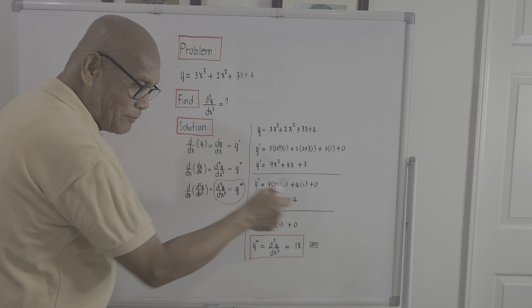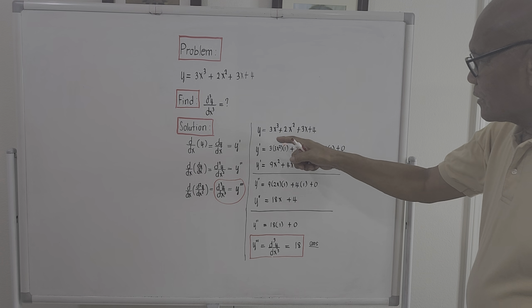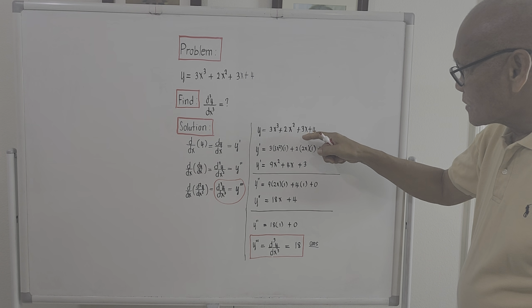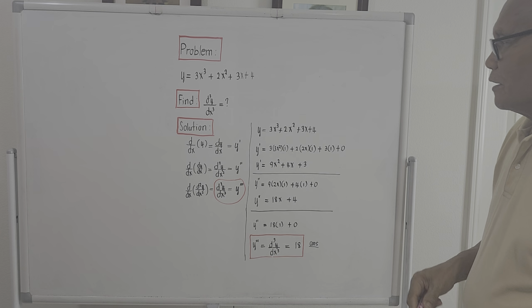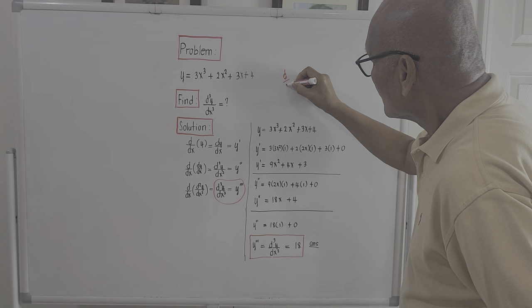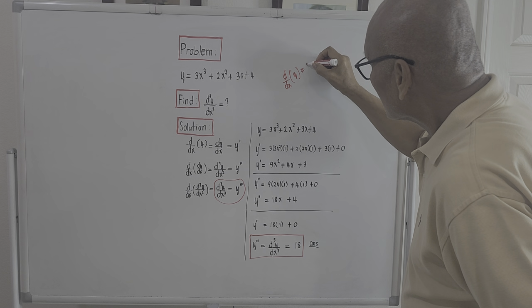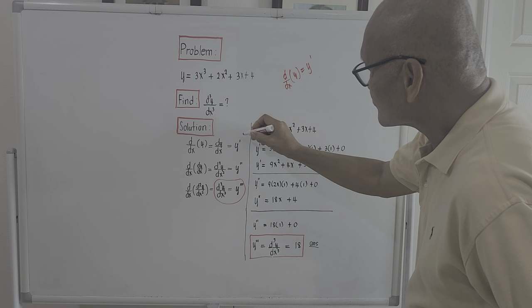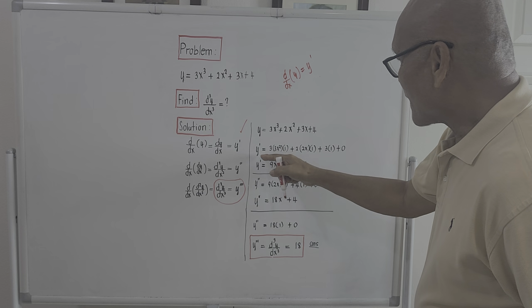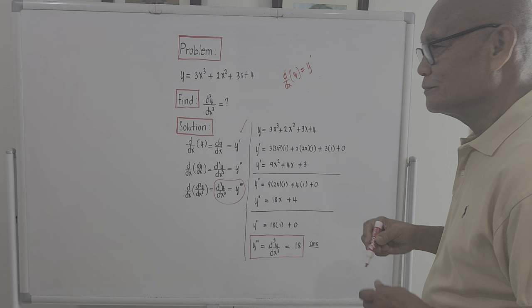Okay, let's bring out the solution. The given function of y is equal to 3x cubed plus 2x squared plus 3x plus 4. If we take the derivative with respect to x of y, that will be y prime. So for y prime, we proceed now with the differentiation of this one.